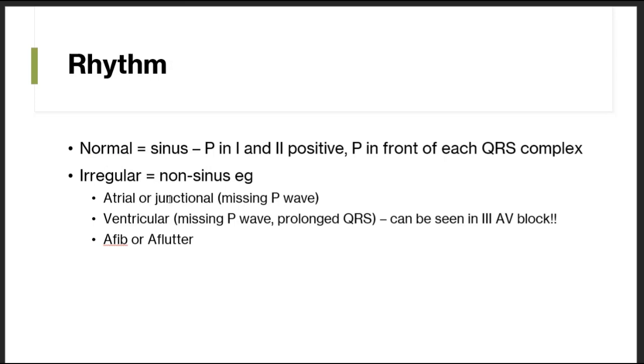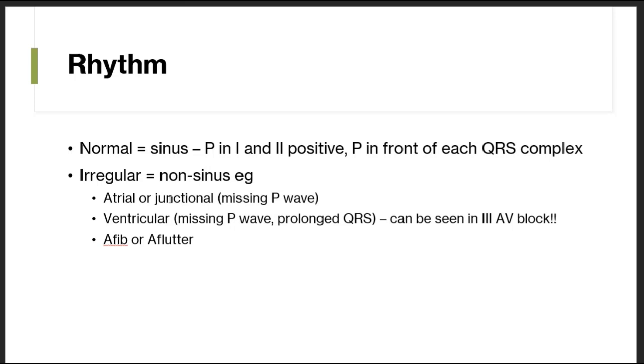So the normal rhythm is actually sinus, and the way you determine this is looking for positive P waves in leads 1 and 2. But what I think is most important is that a P wave should be in front of each QRS complex. A non-sinus rhythm are the irregular rhythms, and examples of this include atrial or junctional. For junctional, the characteristic thing is the missing P wave. There can also be ventricular rhythm, and in this case, the QRS is prolonged. It's not normal, and the P wave might be missing.